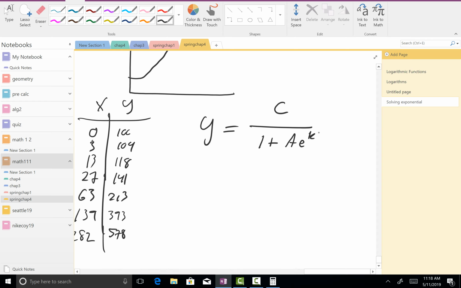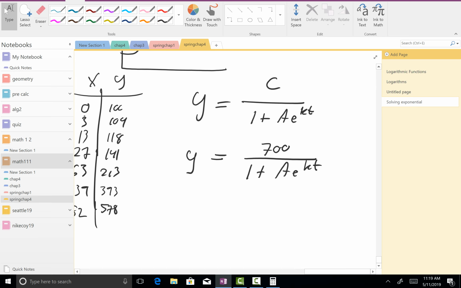So, okay, now let's use that information and pick the original value. So that would be 100 here equals 700 over 1 plus a times e to the k times 0. Well, what happens is that this is 1, because anything to the 0 power is 1, and you get something like this, okay? And you can find a. So once you find a, then you're all set.